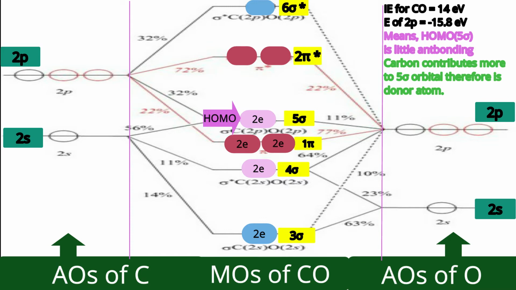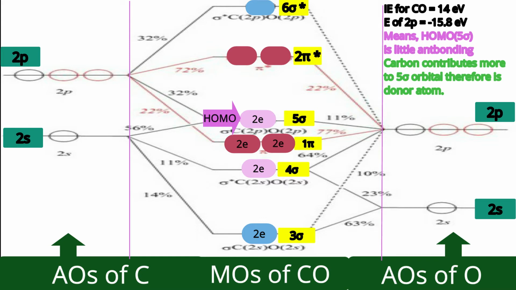Now come to the further higher sigma orbital, the 5 sigma orbital. It has a major contribution from the 2s orbital of carbon, so it majorly belongs to carbon. And the highest sigma orbital, 6 sigma star, has a major contribution from carbon. So it belongs majorly to carbon. Out of the four sigma orbitals produced, two orbitals belong to oxygen and two orbitals belong more to carbon.